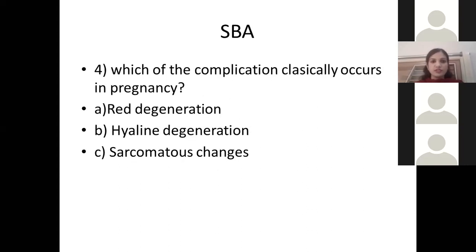The third is, which of the following complications classically occurs in pregnancy? Red degeneration, hyaline degeneration, or sarcomatous change? Yes, it's red degeneration.